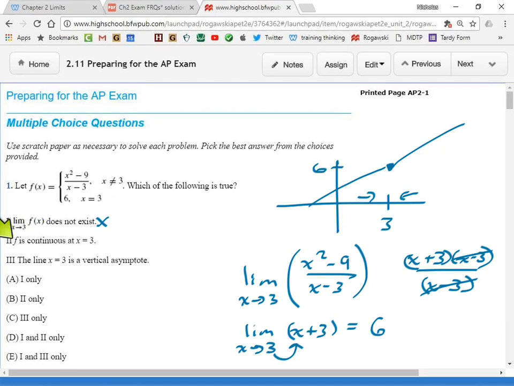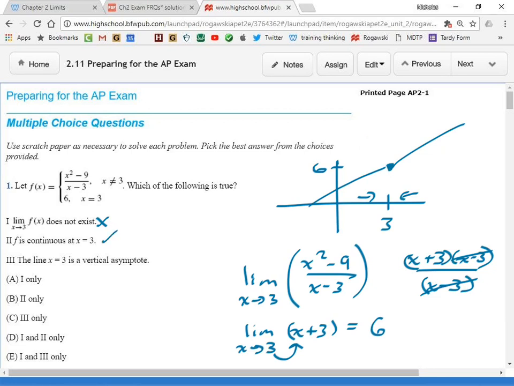This one says, is f continuous at x equals 3? And the answer is yes, because that hole is filled in. Normally, if I were to just graph this, there would be a hole right here. And our hope is that this number right here is going to fill that hole. And it does. At 3, we equal 6, and so that hole is filled.